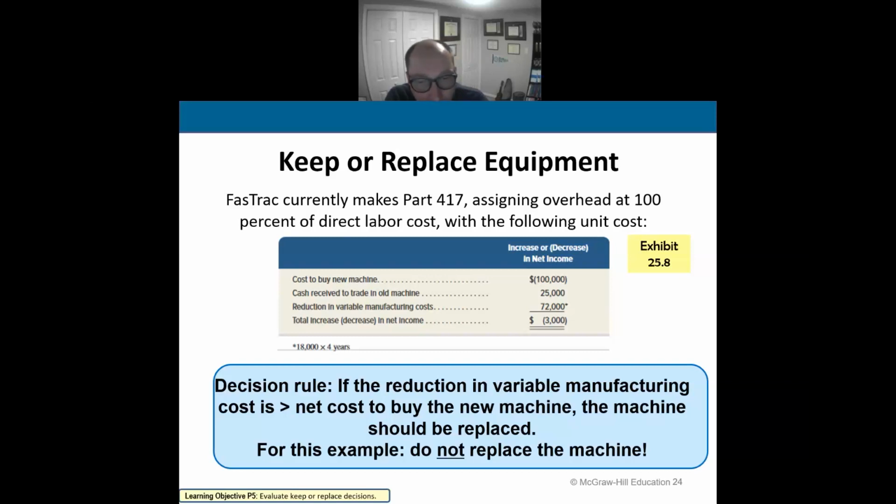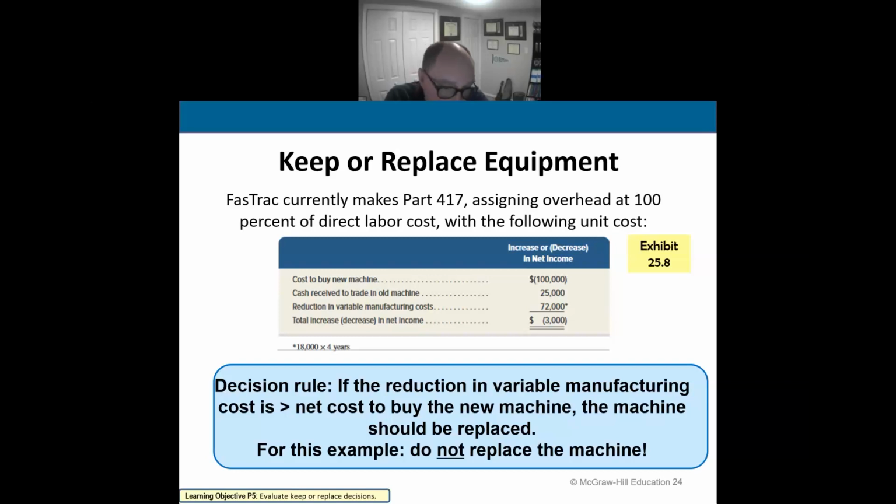Well, if I were to purchase this new piece of machinery, what would happen to my total variable costs? Well, there might be a reduction. Total variable cost, $72,000. Now, what would happen to my net income if I purchase this new piece of machinery? Well, it'll drop by $3,000. Okay. So interesting.